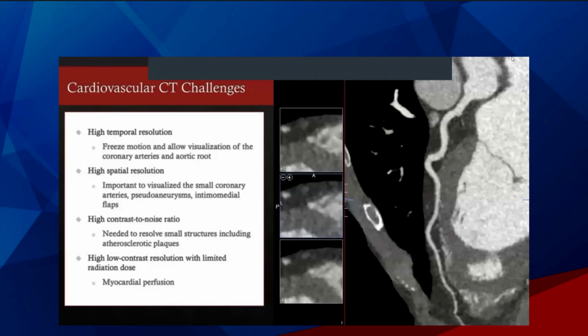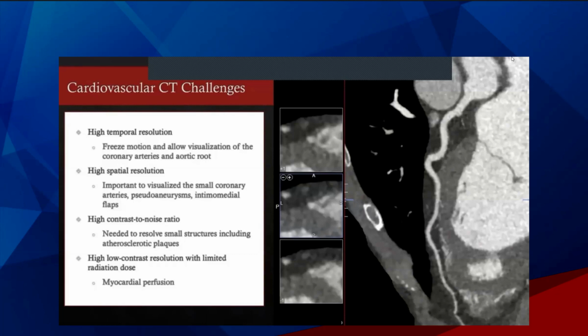Owing to the rapid motion of the heart and the small structures to be imaged, coronary imaging is one of the most challenging clinical applications of CT. It requires a very high temporal resolution to freeze the motion and allow visualization of the coronary arteries and root. It requires high spatial resolution, which is important to visualize the arteries, possibly small pseudoaneurysms, and dissection flaps.